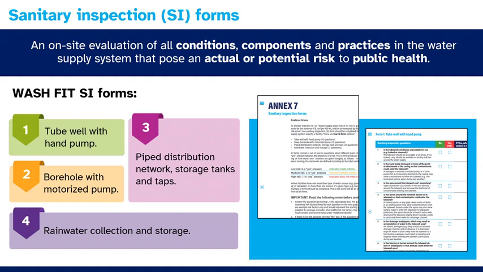Using these results, facilities should start by focusing on critical risks, implementing low or no-cost measures to enhance water safety and supply reliability. These measures should be included in the improvement plan, developed in Step 4 of the WASH Fit cycle.